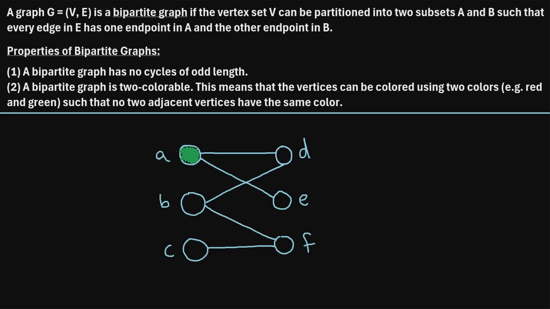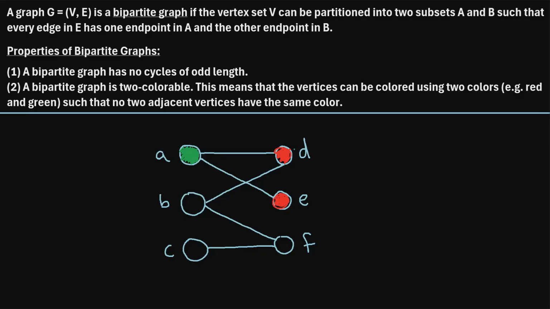If this graph is a bipartite graph, it means that every vertex that this vertex touches needs to be colored using a different color. So we can see that vertex A is adjacent with vertex D and vertex E. In other words, it shares an edge with those two vertices. So if this is a bipartite graph, both D and E need to be colored using a different color than green. So we'll choose red for this example.